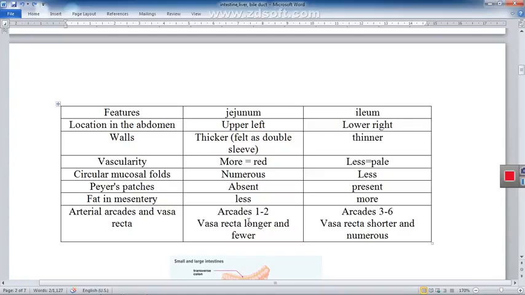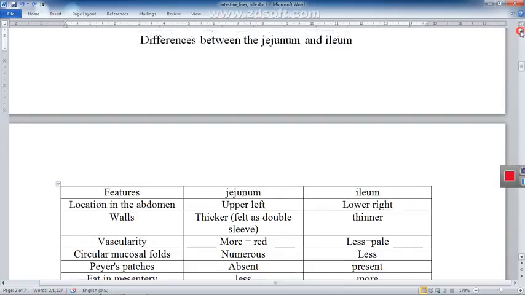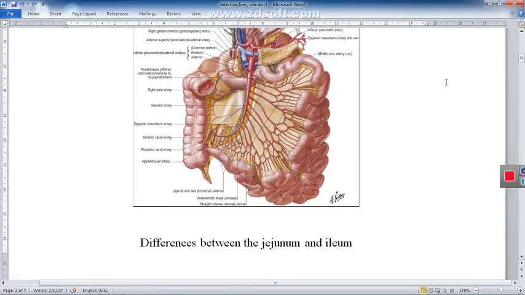The last point of difference between the jejunum and the ileum is in consideration to arterial arcades, and I will need to go to the figure that I have shown you a while ago about arcades and vasa recta to show you what is the difference in the arcades and the vasa recta between the jejunum and ileum. You can see that this figure shows dissection into the mesentery. We have removed one layer of the mesentery of the small intestine to show you the superior mesenteric artery.